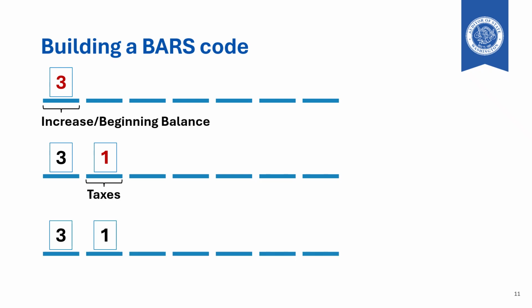Then we have the third digit, which is 3, and this further represents more details of the revenue within the category of taxes. The 3 here represents retail sales and use tax, which is a specific type of tax within the category of tax revenue. Again, this is a high-level view of how to build a BARS code and understand what the digits represent. This knowledge significantly helps local governments to better understand their chart of accounts and how to identify the correct BARS codes to use.